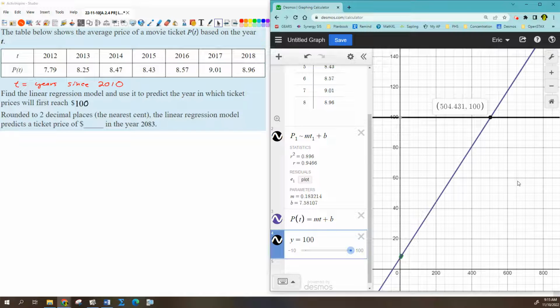Yeah, it's going to take over 500 years after 2010. It'll be 504.4, so it's in the 504th year. Now, we haven't quite gotten to 505 years later. So 2010 plus 504, what do we get there? 2514. The year 2514 is when this model anticipates that movie prices will first reach $100.